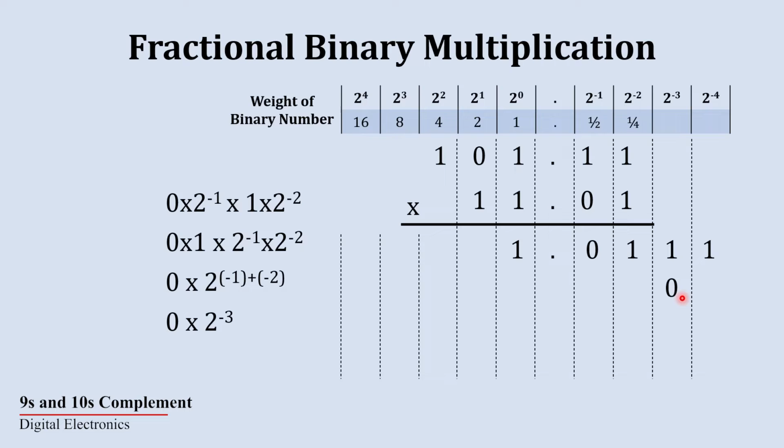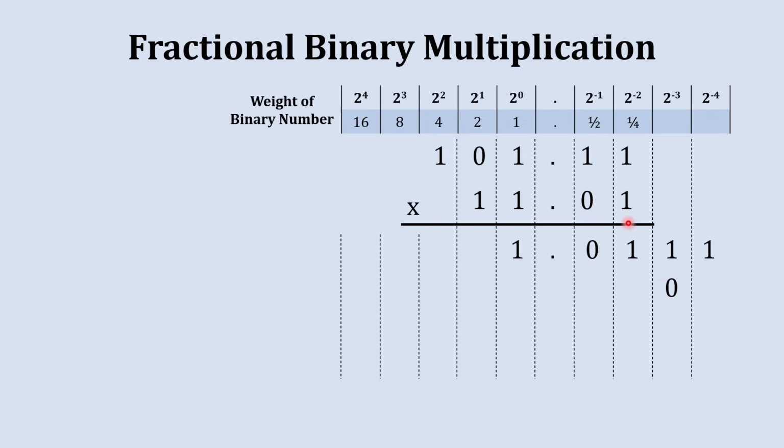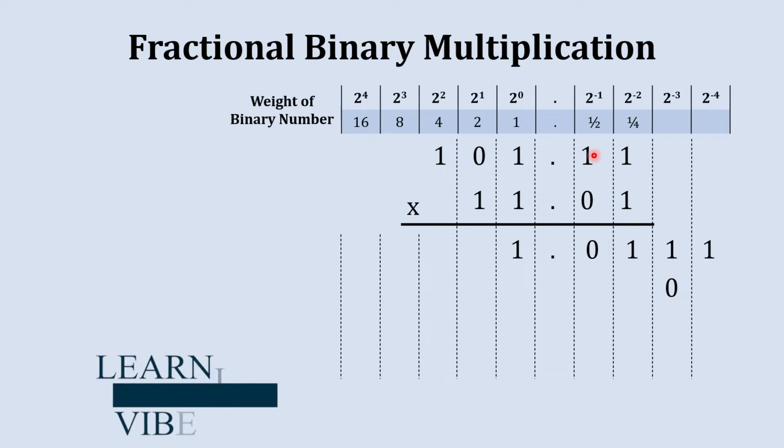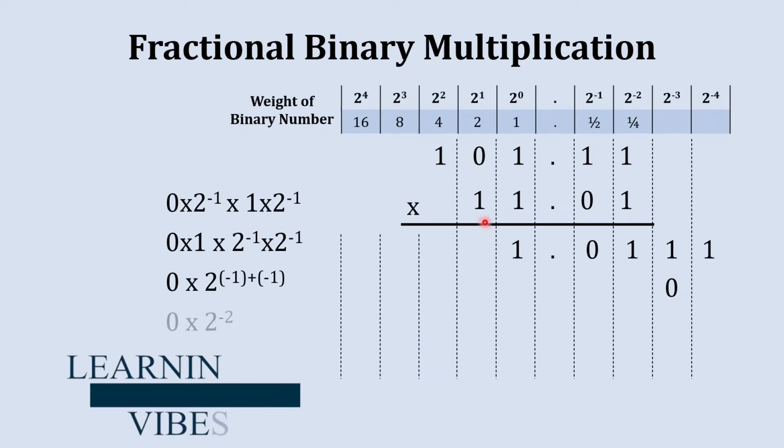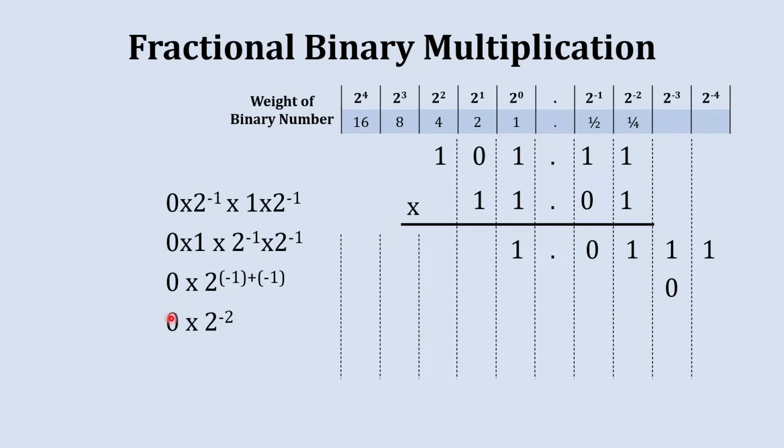And now we'll do quick multiplication for the remaining numbers. So now we'll multiply this 0 with this 1. When we multiply this 0 and this 1, their multiplication is 0. And the multiplication of their weight will be 2 raised to minus 2. So we'll place this 0 at 2 raised to minus 2's place value. Next we'll multiply this 0 with this 1. When we multiply these two, their multiplication is 0 and the multiplication of their place value is 2 raised to minus 1. So we'll place this 0 over here.